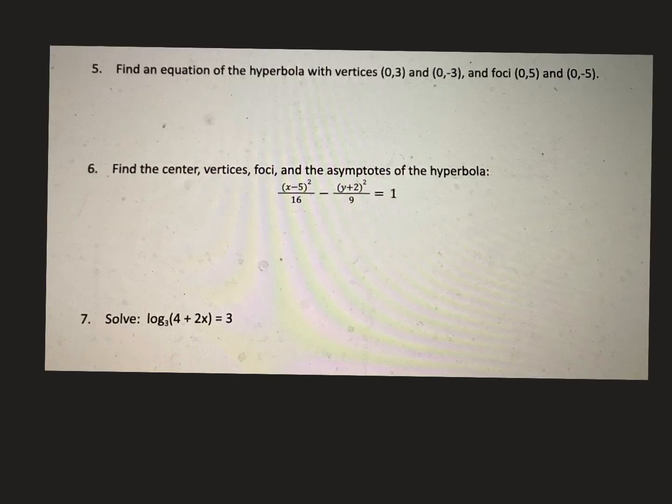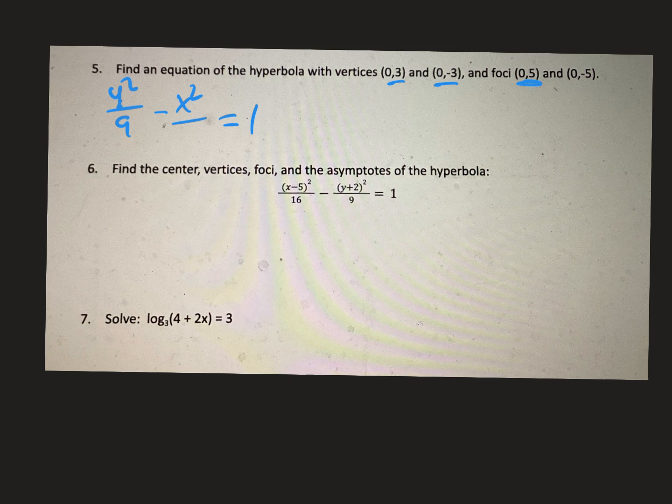All right, let's keep going. Find an equation of a hyperbola with those vertices and those foci. So really 1, 2, and 3, and then 4, 5, and 6 are the same kind of questions, just a different shape. First of all, the vertices are on the y-axis, and the center is 0, 0 because 0, 0 is halfway between those two. Because it's a 3, I'm going to put a 9 under my y. I'm not sure what's going to go under my x. The y went first because it's the major axis, because that's where the vertices are.